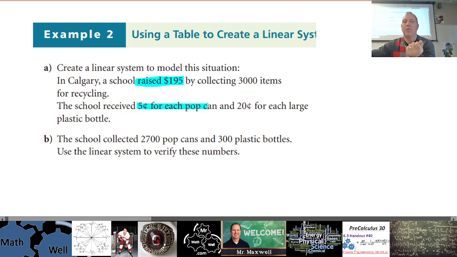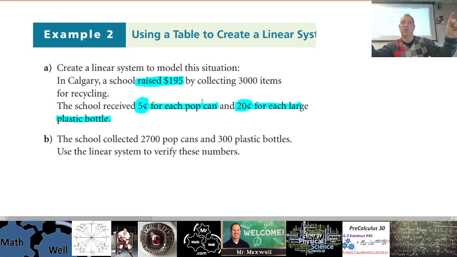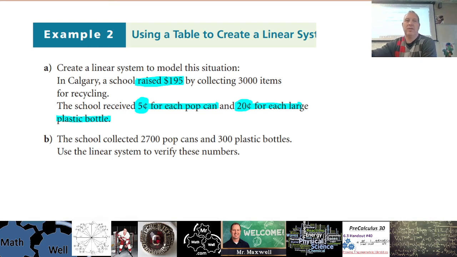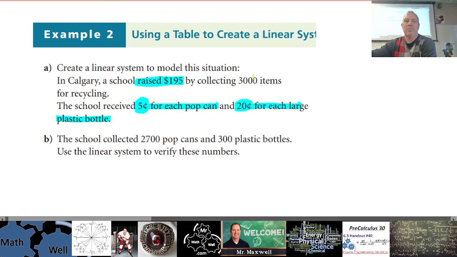So I'm going to skip over to here and to say that the money involved, 5 cents for each pop can, and 20 cents for each large plastic bottle. So those go together. The total money comes from the money from this plus the money from this. That make sense? So we have a money equation. All right, so this one's a bit mixed up here. But the second part is this. They collected 3,000 items for recycling. So 3,000 total objects.